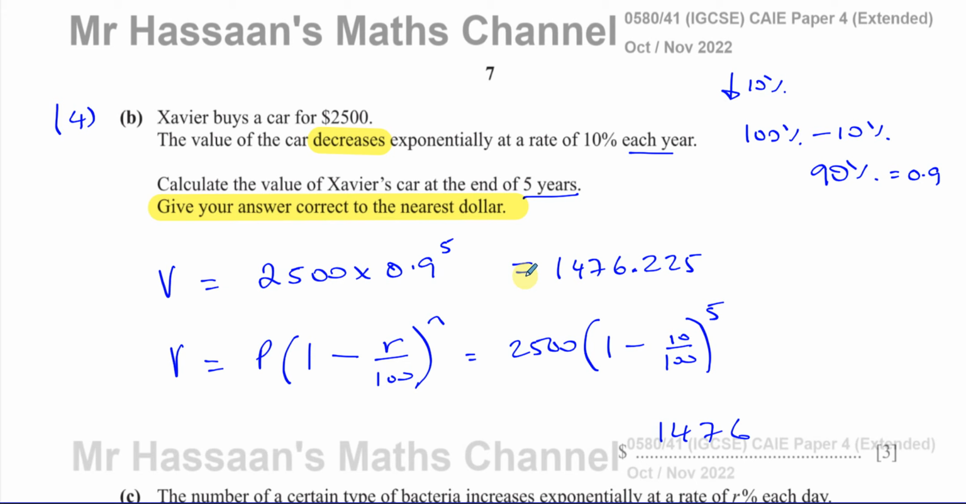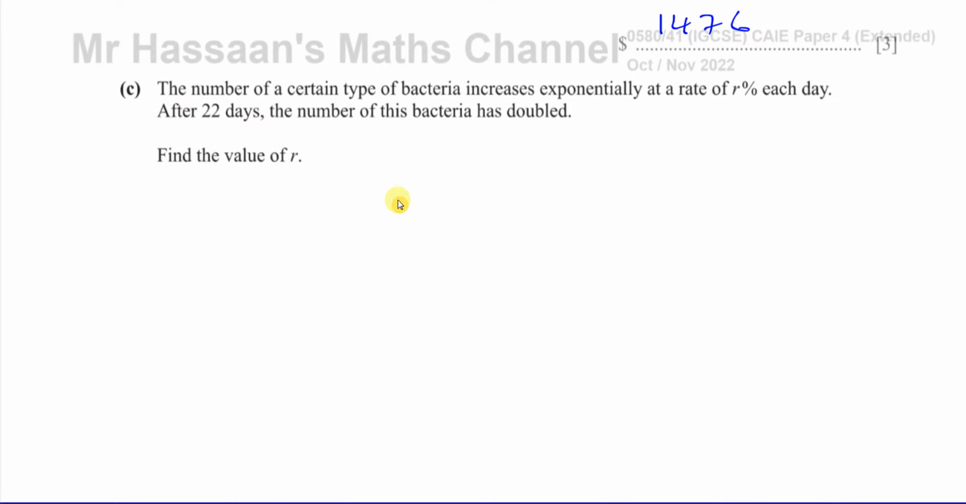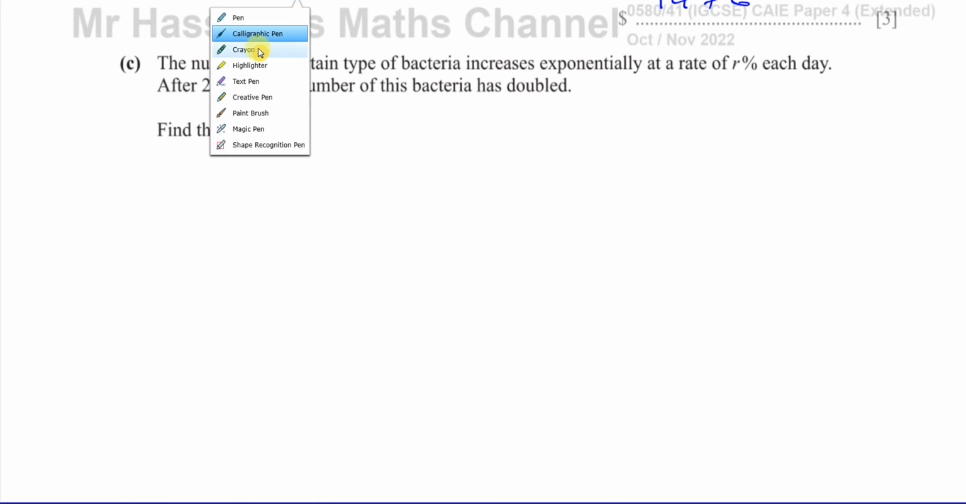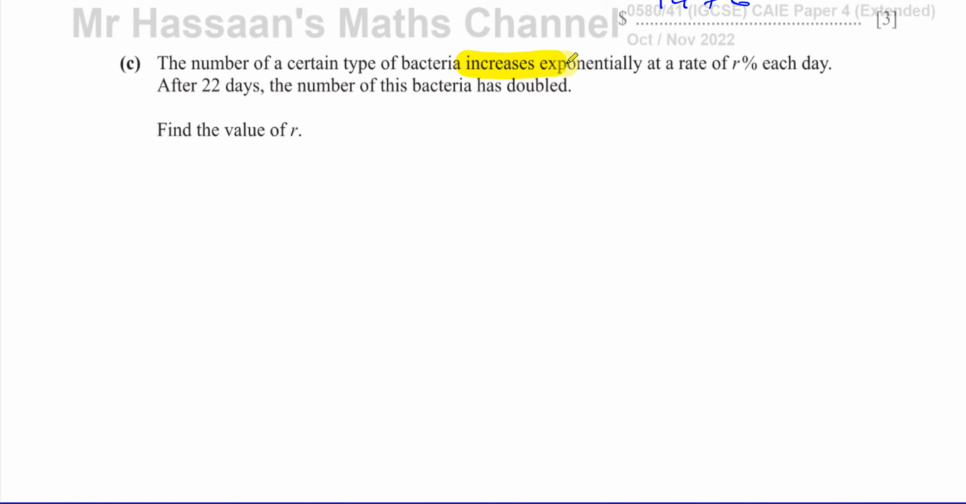I personally prefer to use this rather than memorizing the formula, but that's perfectly fine. So there's part B. Now we're going to do part C. It says the number of a certain type of bacteria, now this time it says increases exponentially at a rate of R% per day. After 22 days, the number of this bacteria has doubled. Find the value of R.